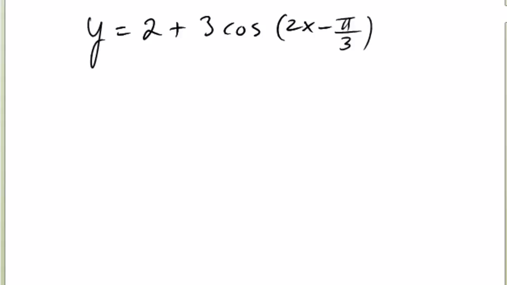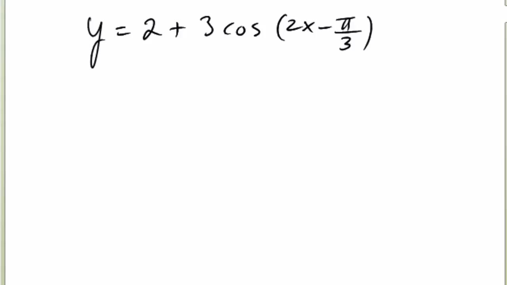Okay, so what we're going to do in this video is take a look at graphing some sines and cosines. So we'll take a look at two graphs, and let's suppose we start with this one here. So we have, let's say, y is equal to 2 plus 3 times the cosine of 2x minus pi over 3.